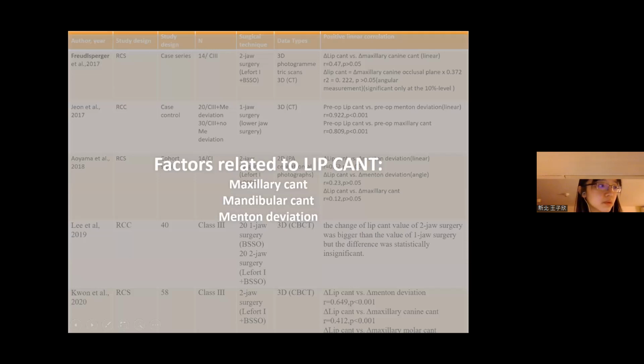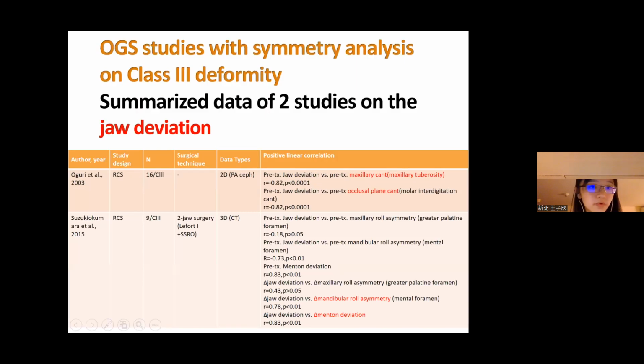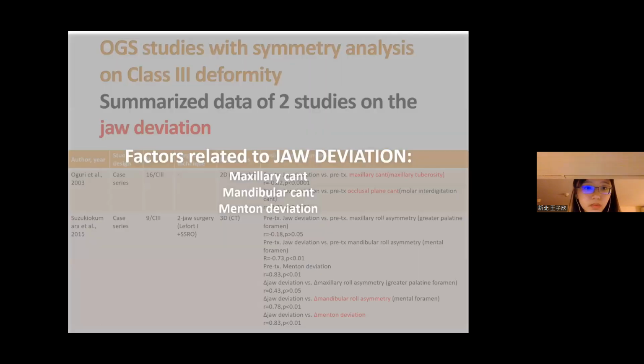And the factors related to lip cant include maxillary cant, molar cant, and menton deviation. And for the jaw deviation, 2 studies were found to be related to jaw deviation. And the factors related to jaw deviation include maxillary cant, mandibular cant, and menton deviation.